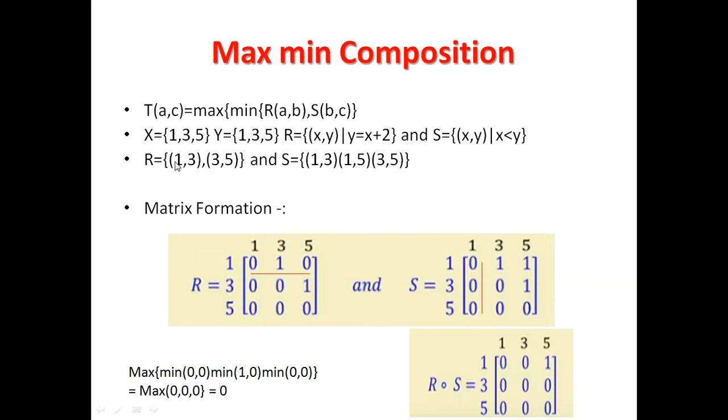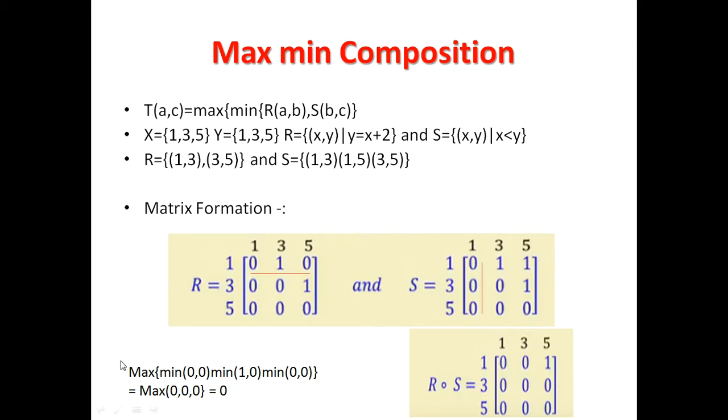So when we calculate R, we will create a matrix of R like this, because (1, 3) is a situation where we follow the condition y equal to x plus 2, and (3, 5) is another position where we fulfill this requirement. Same for S: (1, 3), (1, 5), (3, 5) fulfill this requirement. So this is the matrix formation we generate for R, and for S this is another matrix formation. Now we have two relations in matrix form, R and S, and we will apply max-min composition on them.